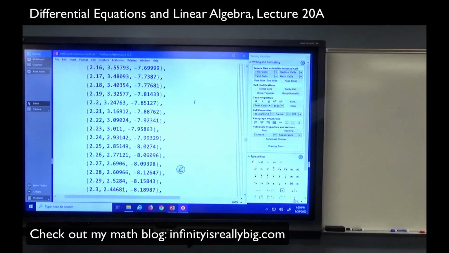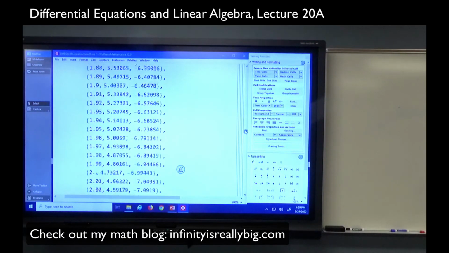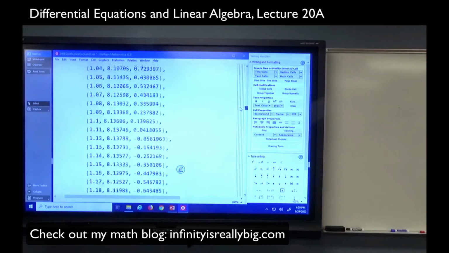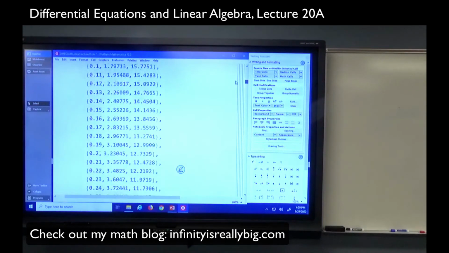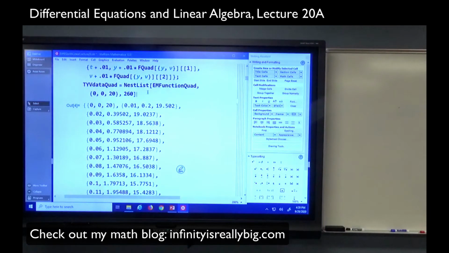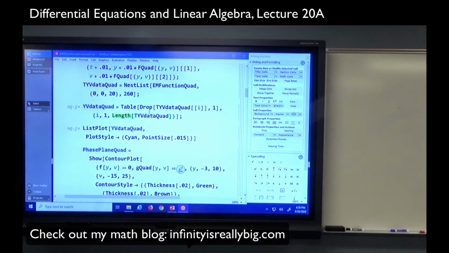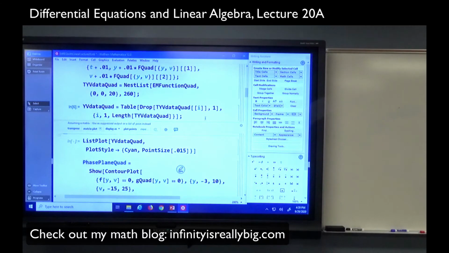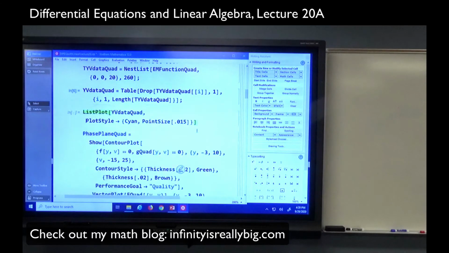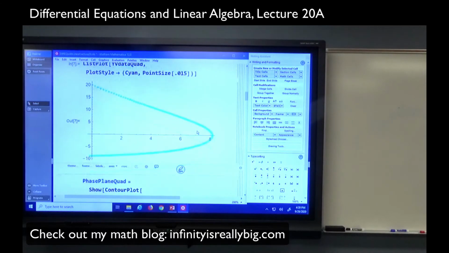Anyway, so that's the data output, but that's got the values of t. And if I want to graph this in the phase plane, I want to get rid of those values of t. Let me just do a semicolon here to suppress the output. Doing this will get rid of the values of t. Drop essentially is going to drop the first components of all those points to give me just values of y and v. ListPlot can plot that data. Here's a plot of it.